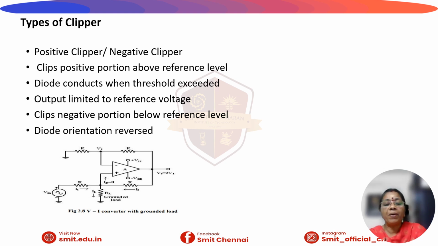Here in the negative clipper, the V reference is connected to the negative power supply and performs the vice versa operation of the positive clipper. It clips the negative portion below the reference level and the diode orientation is reversed. Thus, the clipper acts fully.